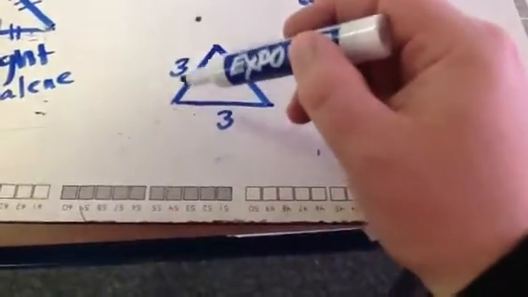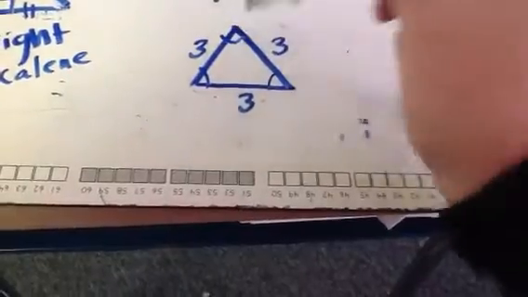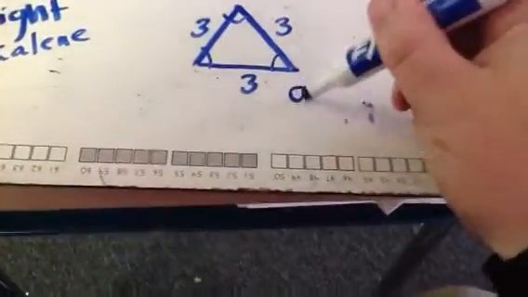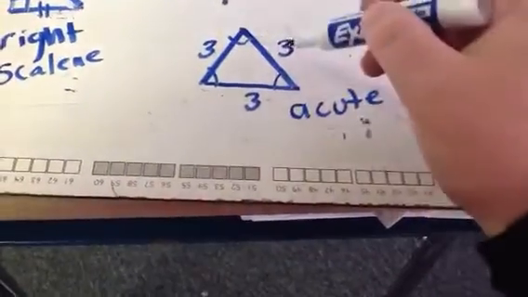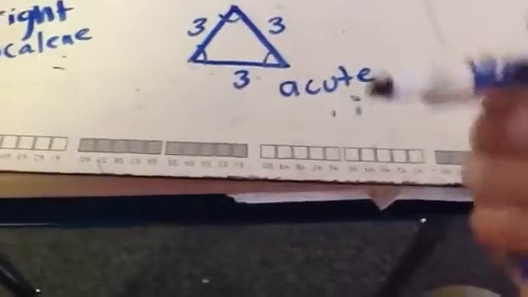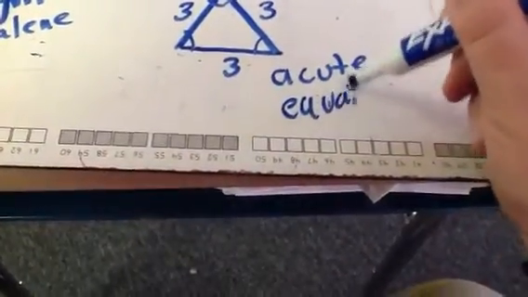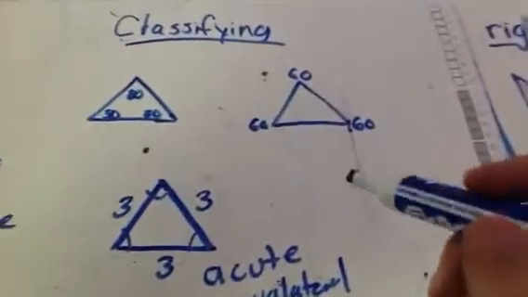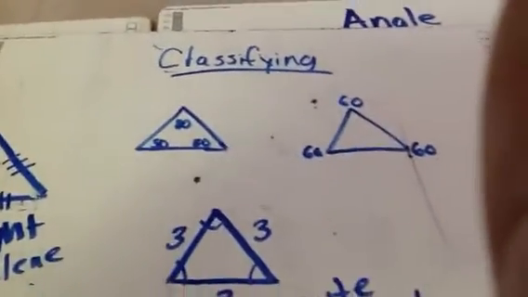Okay, same with this. I look at these angles. It doesn't tell me the angle measure, but I can look at them and I can tell they're acute. So I can go ahead and label this as an acute triangle, but then when I look at the sides, I can see that they're all labeled 3. So somebody's taken the time to measure this and that they're all equal. So this is an acute equilateral triangle.